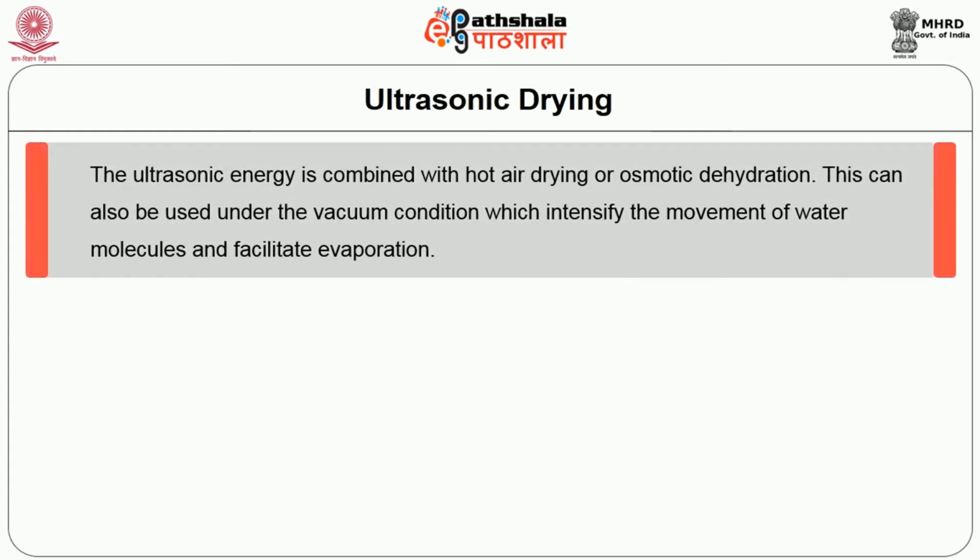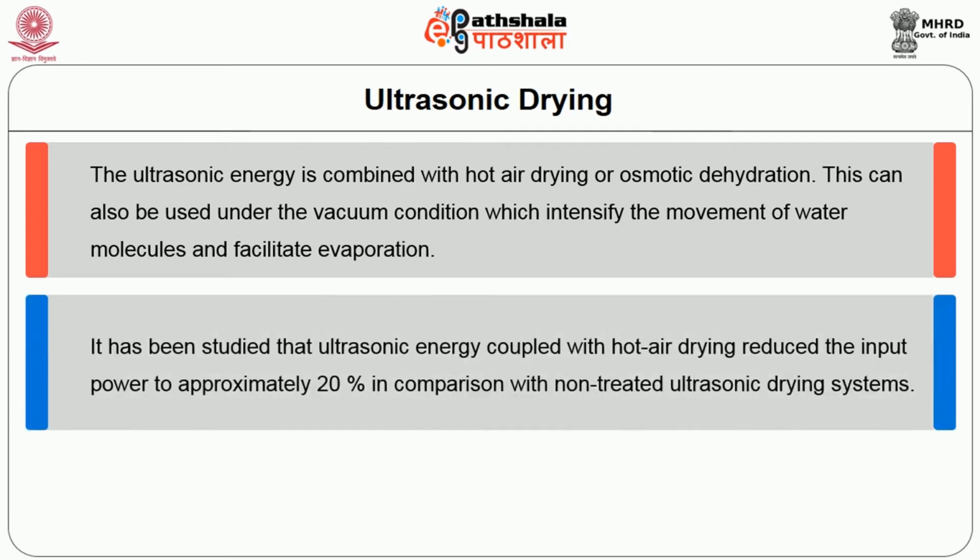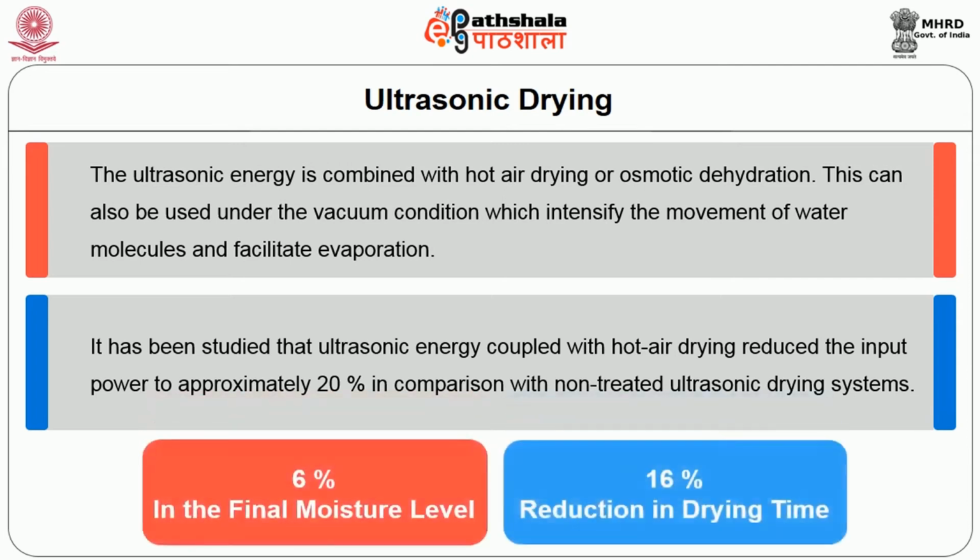Most commonly, the ultrasonic energy is combined with hot air drying or osmotic dehydration. This can also be used under vacuum conditions, which intensify the movement of water molecules and facilitate evaporation. It has been studied that ultrasonic energy coupled with hot air drying reduced the input power to approximately 20% in comparison with a non-treated drying system. Also, it leads to a decrease of 6% in the final moisture level and a 16% reduction in the drying time.